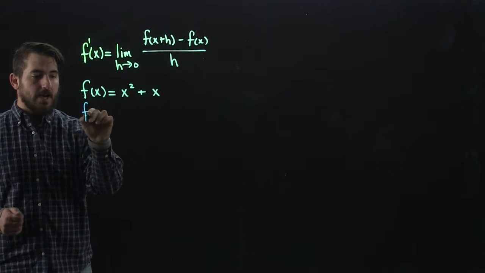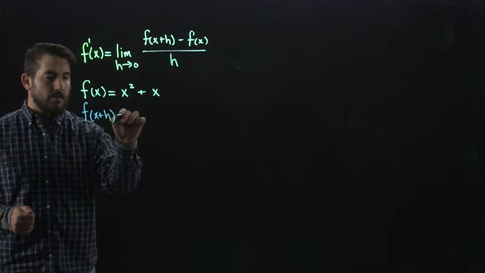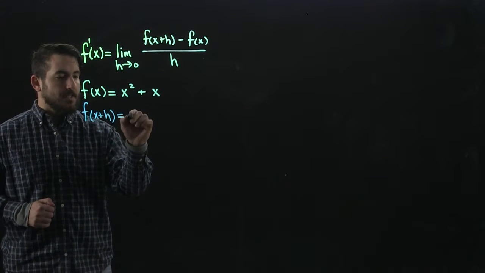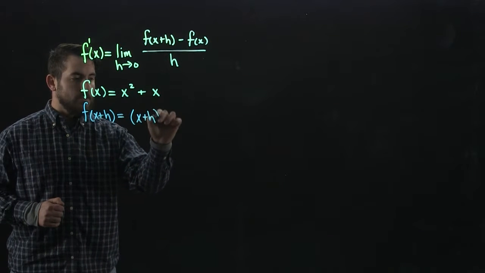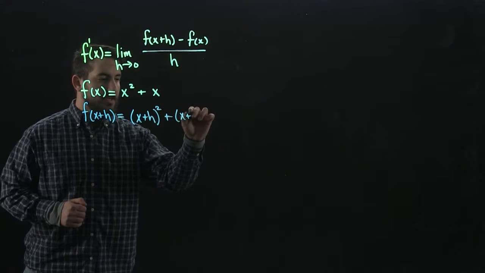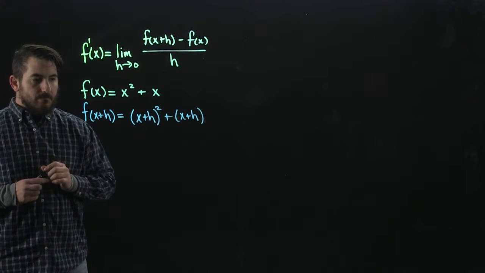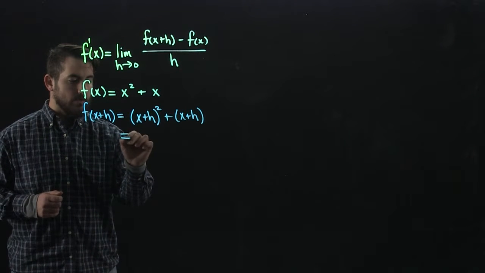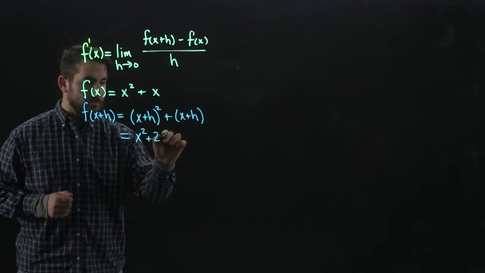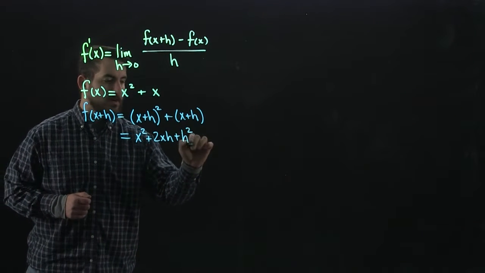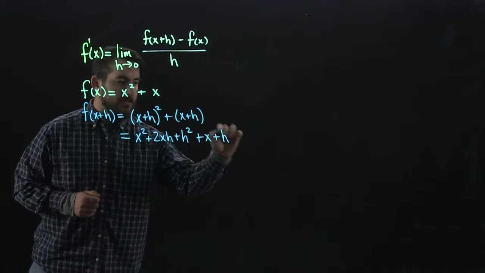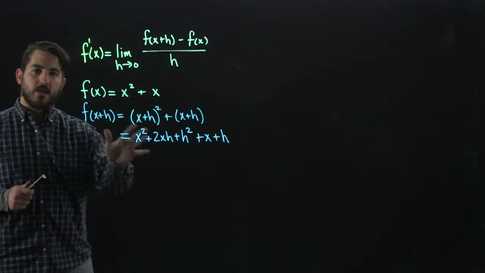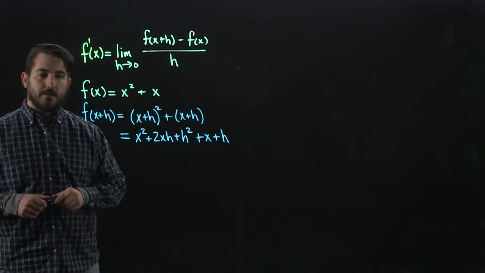So the first thing that I want to look at is f of x plus h. Everywhere I see an x, I'm going to replace it with an x plus h. So that's x plus h squared plus x plus h. Now, I want to expand this product here. So this is going to be x squared plus 2xh plus h squared plus x and then plus h. And there are no like terms, so I am done writing out f of x plus h.